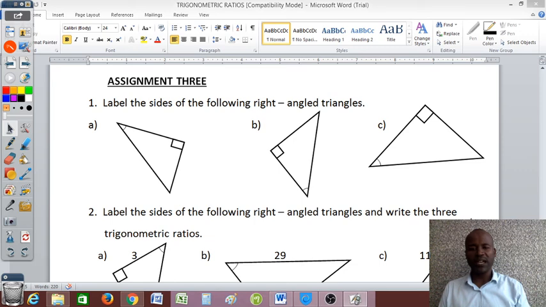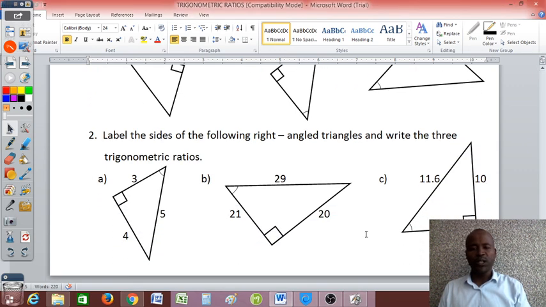The first one is labeling, as we did in example 1, so you will label the three sides using the given angle. The given angle here is this one. In question B, the angle is given here, and in question C, the angle is given here. Using these angles, you label the three sides as adjacent, opposite and hypotenuse. The first step is you label the sides. Then you write the three trigonometric ratios for each right angled triangle given in A, B and C. So this is what I have for today.